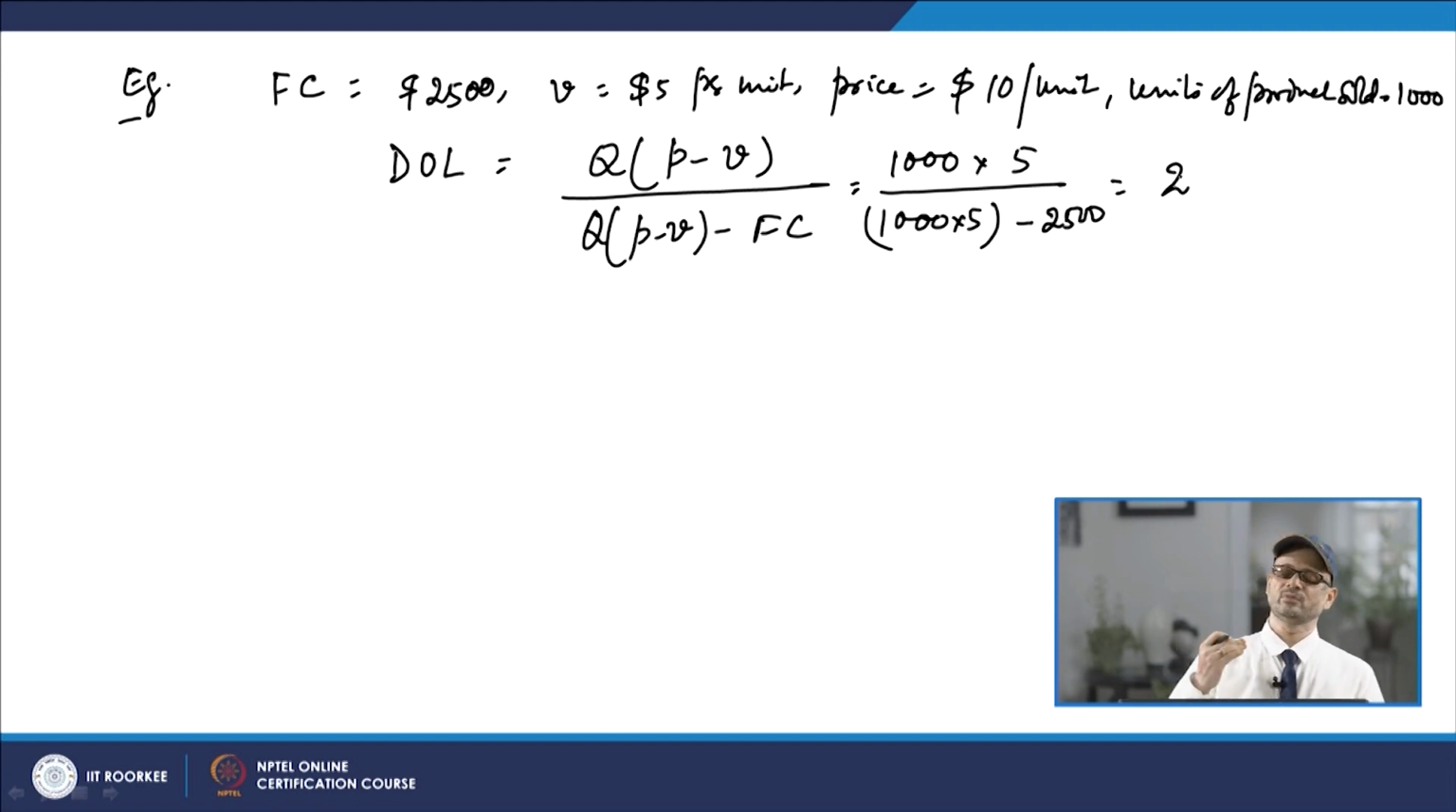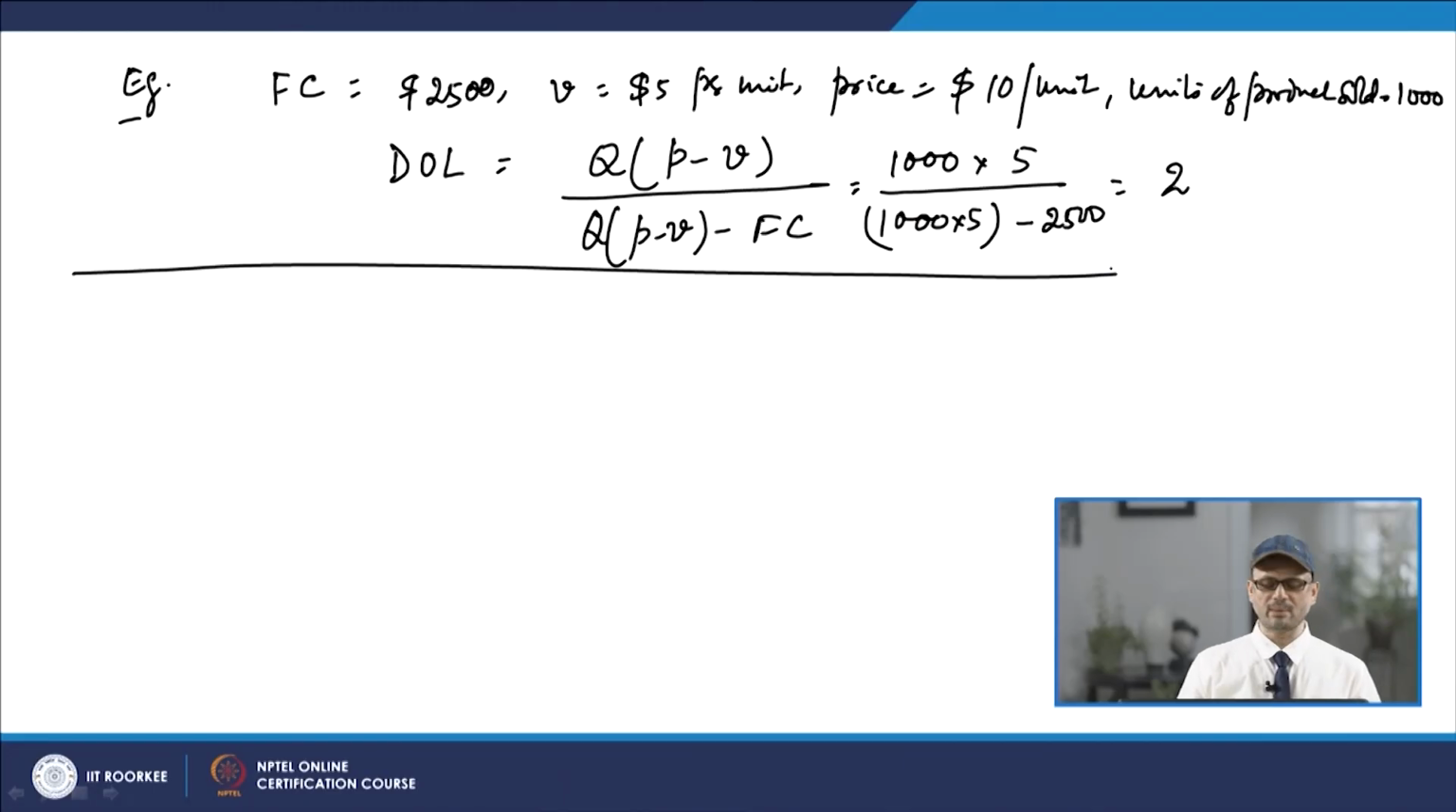Similarly, if you decrease the fixed cost, the quantity in the denominator will increase, and once it increases, the whole value will be decreasing. So, if there is a decrease in the fixed cost, you will have a decrease in the degree of operating leverage. So, basically, when you have to increase the degree of operating leverage, increasing the fixed cost is one of the ways by which you try to do so.